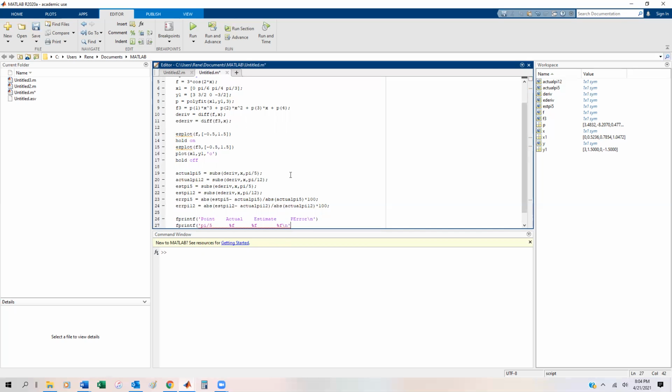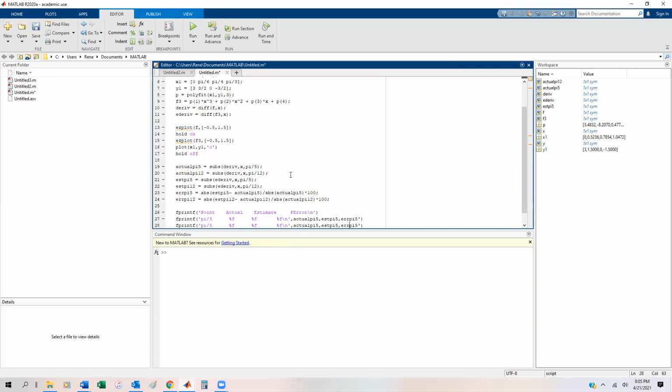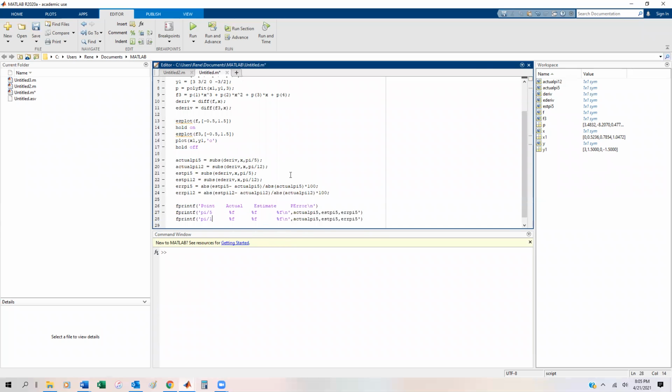And our parameters are going to be our actual pi 5. And then we're going to have our estimate pi 5. And then we're going to have our error pi 5. All right. And then we can just cut and paste this. And we're going to change all the 5s to 12s. All right. Now, we should have some reasonably good estimates. All right. So let's see what we get out of this, if anything.